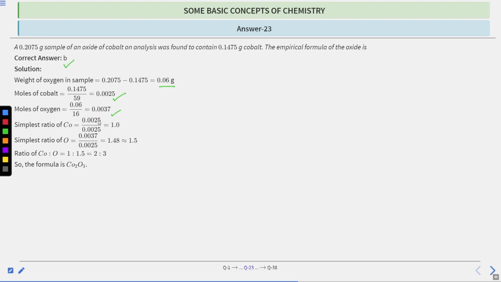So the simplest ratio of cobalt will be the moles of cobalt divided by the smallest mole coming out, that is 0.0025, which is equal to 1. Similarly, the simplest ratio of oxygen will be 0.0037 divided by the smallest moles of the element coming out, that is 0.0025, which is coming out as 1.5. So the ratio of cobalt to oxide will be 1:1.5, that is 2:3. So the formula of cobalt oxide will be Co2O3. Hence, option B will be the correct option.